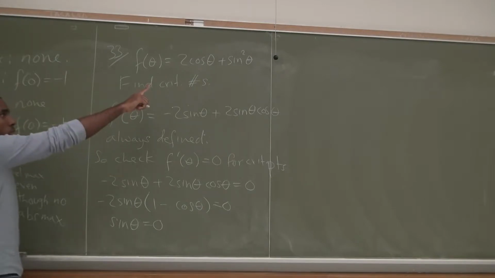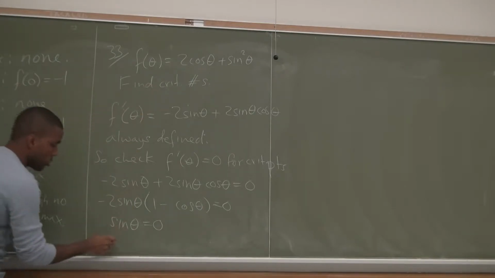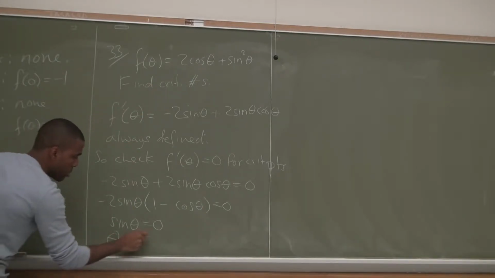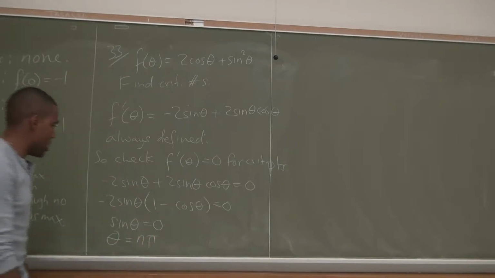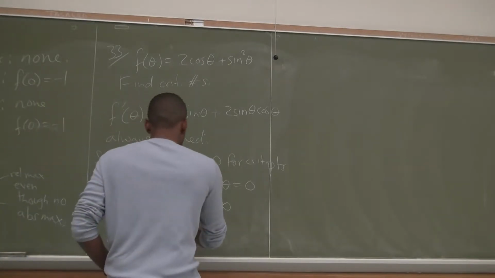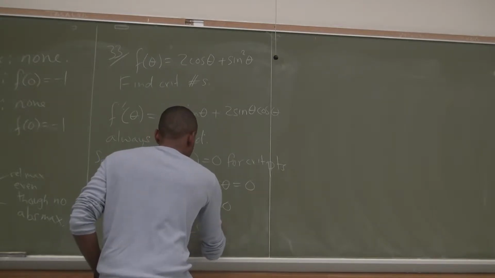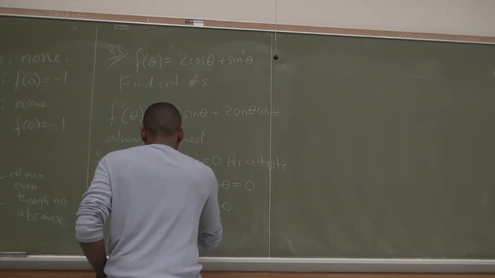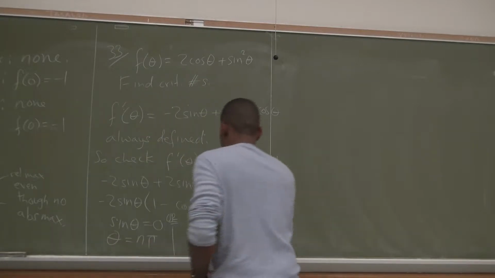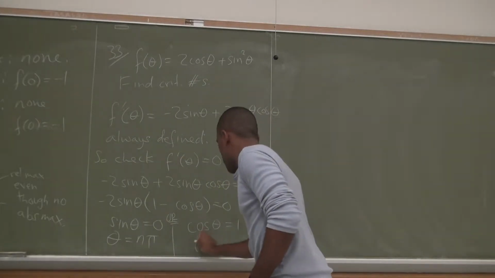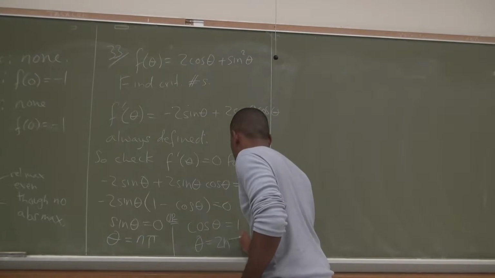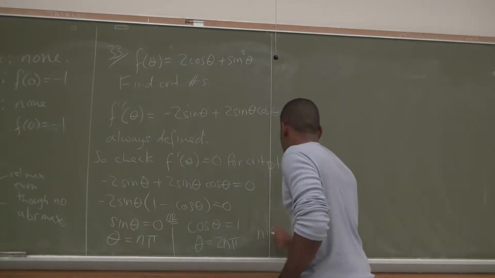Were we given a limit for these things or no? No. So which means theta is just equal to n pi for every integer n. And cosine theta equals 1, which means theta is equal to 2n pi, where n is an integer.